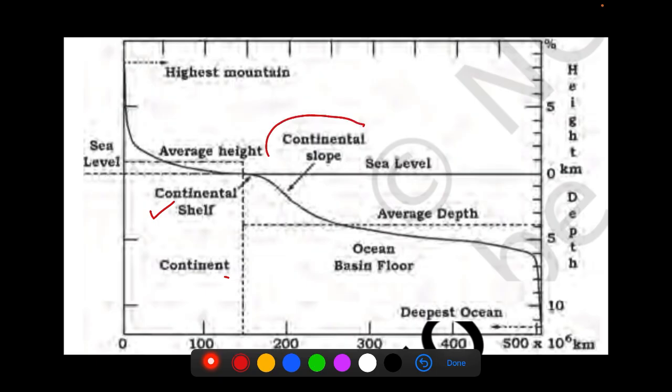There is the continental slope. Then there is the deepest ocean, and then there is the ocean basin floor, which also includes the abyssal plains. You can always draw this diagram whenever the ocean floor is asked to be explained, but we will study this in detail in oceanography when we will understand it better.